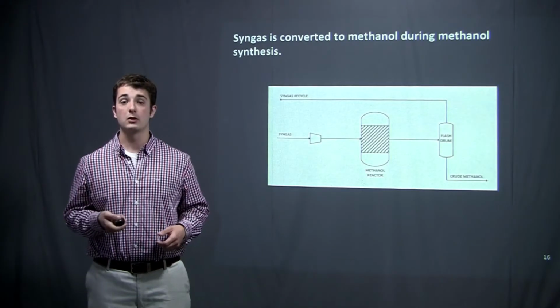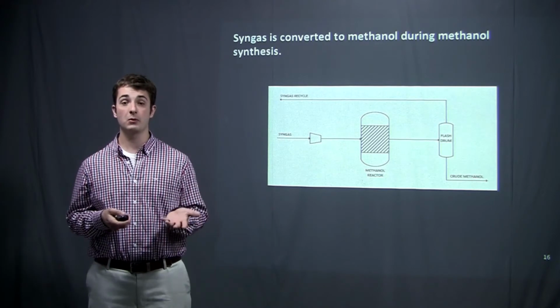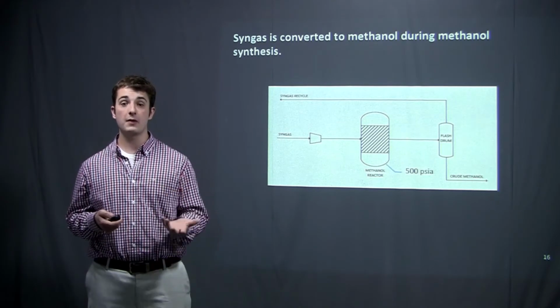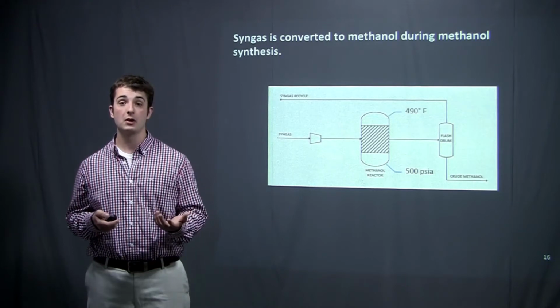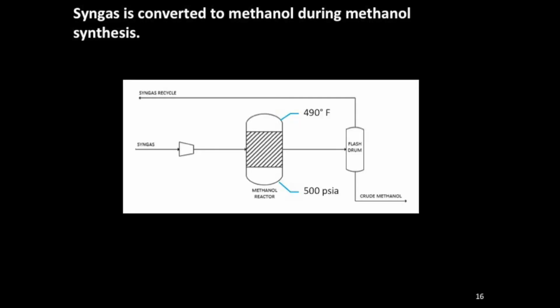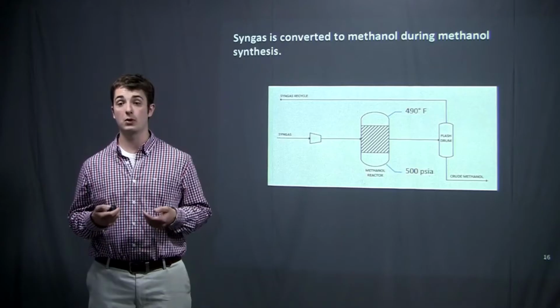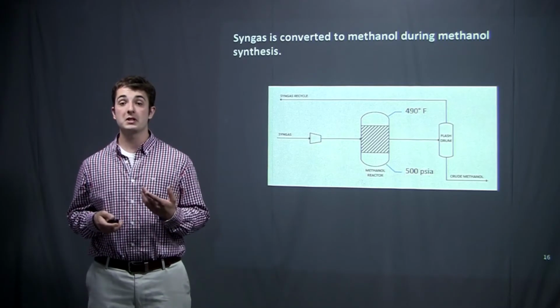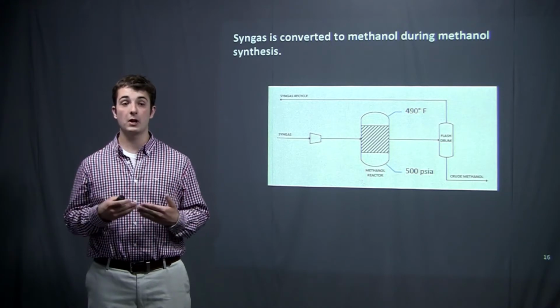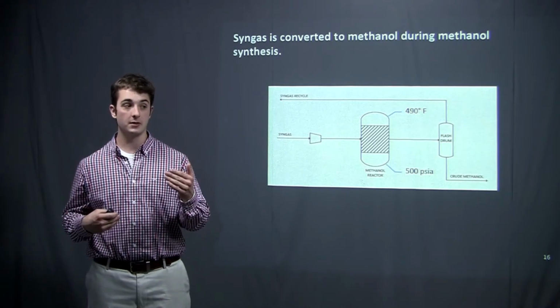So now, this is a diagram of our actual methanol synthesis unit. As we can see, it's running at 500 psia with a lot of pressure, and the temperature is down to 490 degrees Fahrenheit. Another unique feature of this reaction is that it's exothermic and actually produces energy that we can harness from the process. As it follows, there's a flash drum which will actually separate our vapor from our liquid phase.